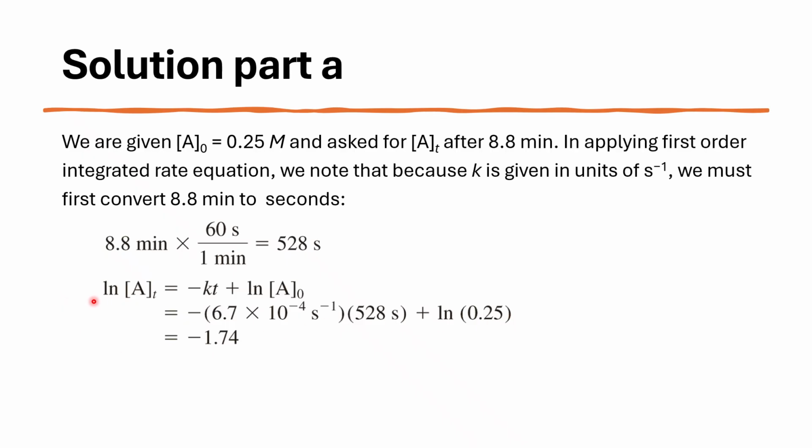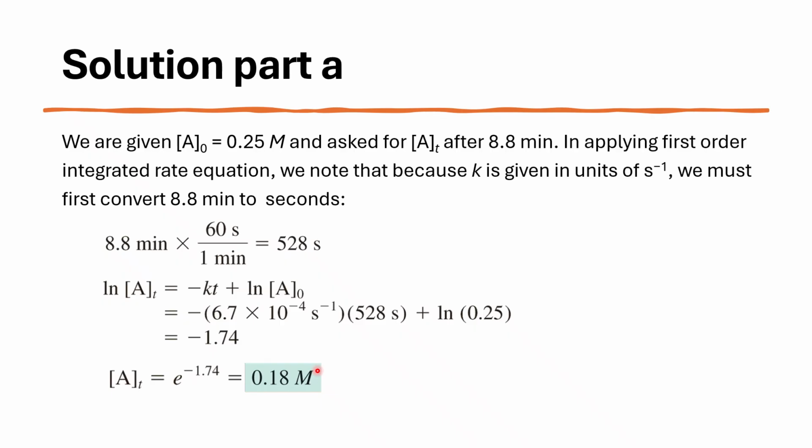This means that the ln of A at time t is going to equal negative 1.74. Now we have to take the antilog in order to get our answer. We raise e to the negative 1.74, we get 0.18 molar. Notice, yes, our concentration has diminished.